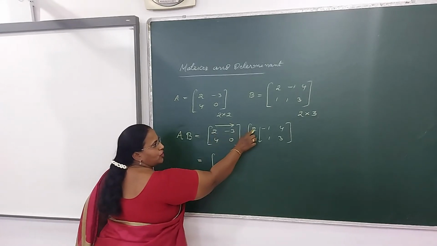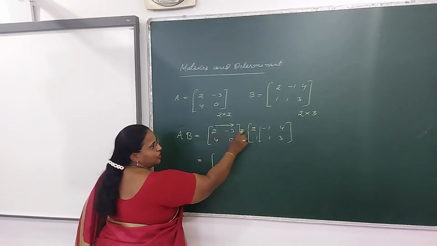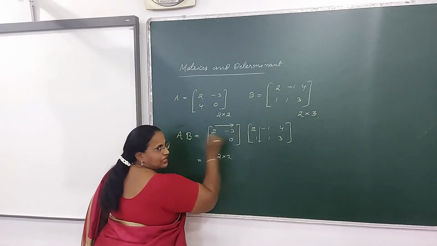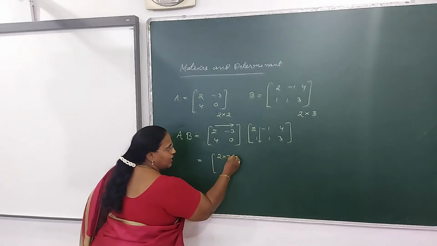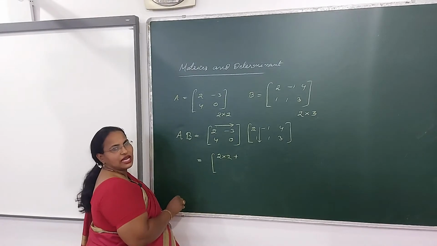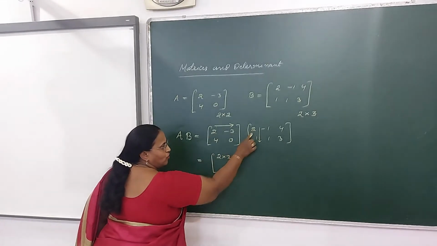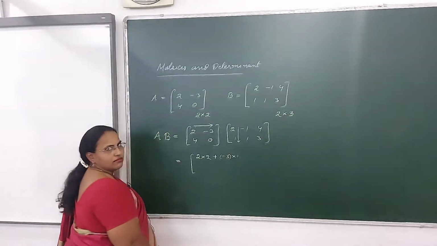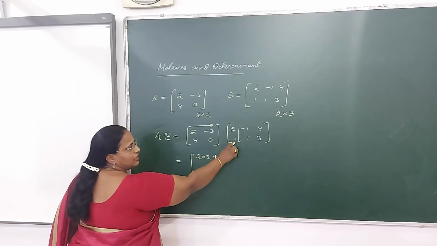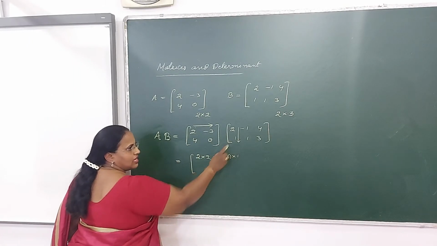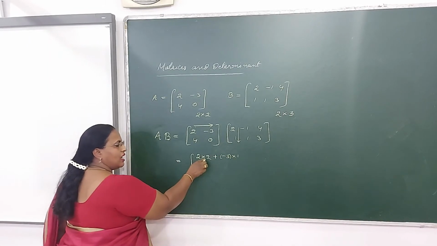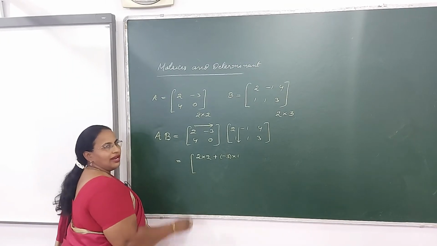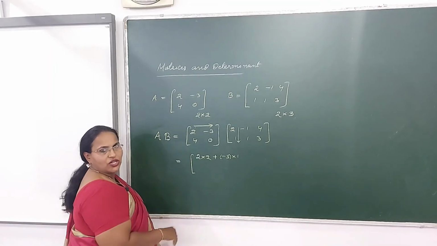This will be 2 into 2. First element you will be multiplying it with the first. Second element you will be multiplying with the second, and in between you will be placing a plus sign. So 2 into 2 plus minus 3 into 1. So first row is multiplied to first column, and the result you will be writing down in which position? In first row, first column. Likewise, you will be proceeding with other rows also.